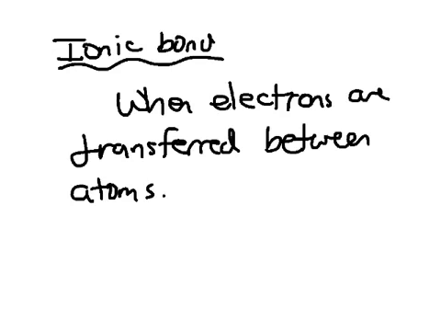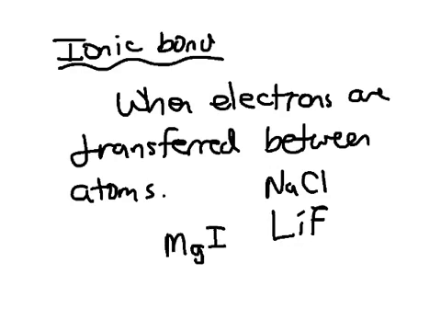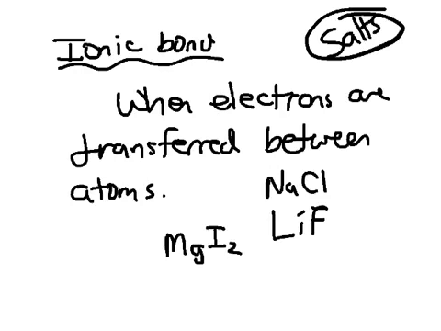Some common ionically bonded compounds: NaCl, that's table salt. Let's see, what else? Lithium fluoride. Oh gosh, we could get magnesium iodide. There's all kinds of things. Basically, salts. Anything from the way left-hand side of the periodic table and anything from the way right-hand side of the periodic table will form ionic bonds, and we call them salts.